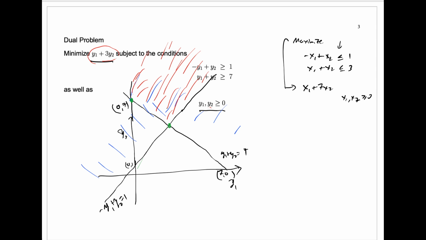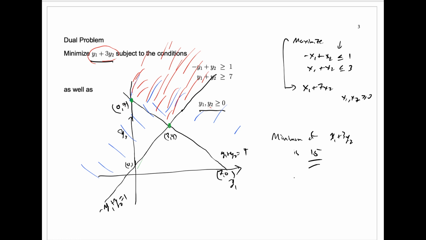So let me write that in here. And we can just plug those in to our objective function and see at 0, 7, we get 21. At 3, 4, we get 3 plus 12 is 15. And we're trying to minimize the objective function. So my claim is that the minimum of y1 plus 3y2 in this allowable region, that means subject to these constraints, is 15.